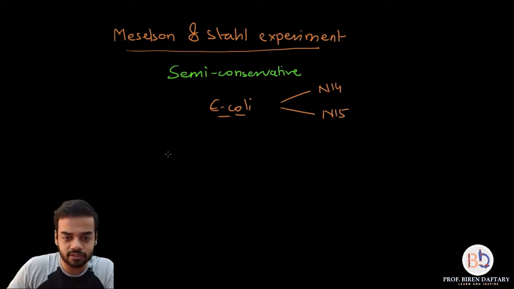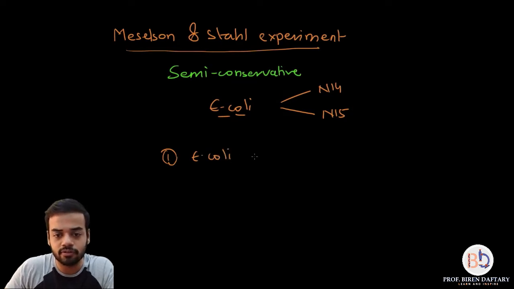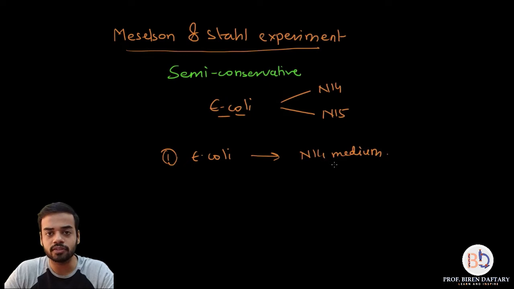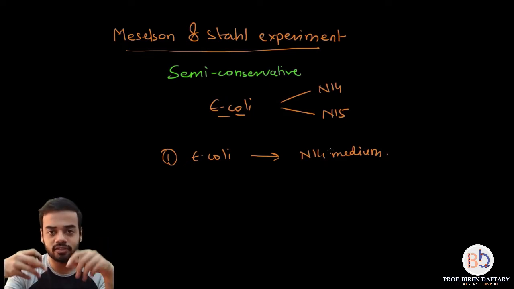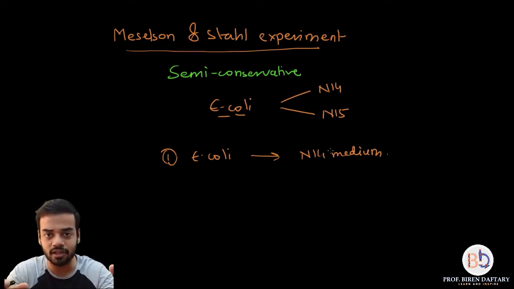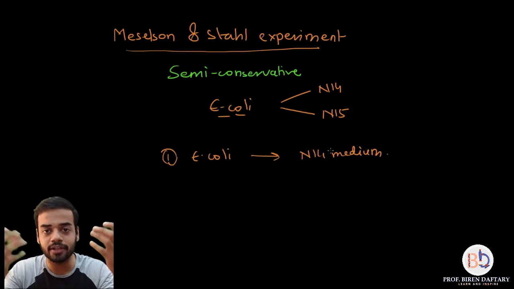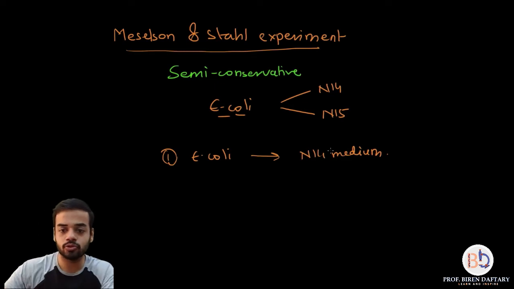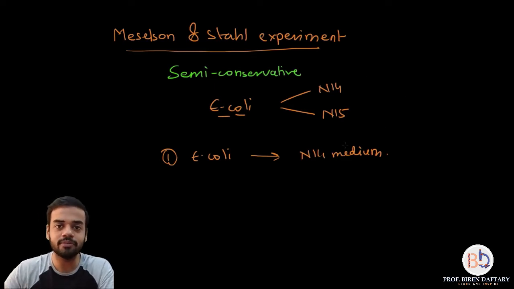So the first step of this experiment is E. coli cells were grown in N14 medium. Okay, so whenever these E. coli cells were growing and replicating, the DNA inside the E. coli took up this N14 and got labeled with this N14. So are you understanding? We are basically using radioactive probes, kind of a thing, to label them. So just imagine that N14 medium is taken up by that E. coli.